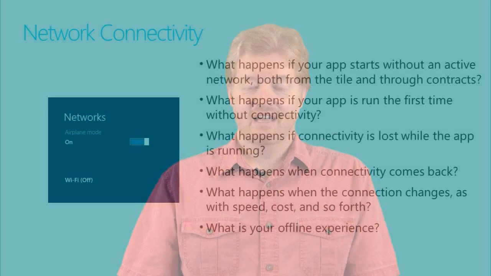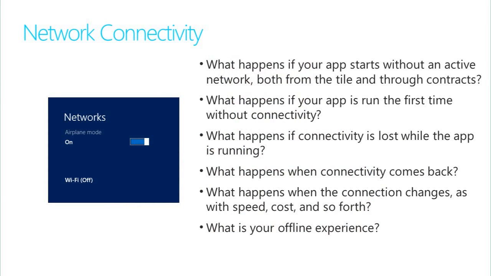Speaking of networks and data transfer, it's very important to remember that network connectivity can vary throughout the lifetime of your app. Here are some important questions to ask. What happens if your app starts without an active network, both from the tile and through contracts? What happens if your app is run the first time without connectivity? What happens if connectivity is lost while the app is running? What happens when connectivity comes back? What happens when the connection changes, as with speed, cost, and so forth? And what is your offline experience?